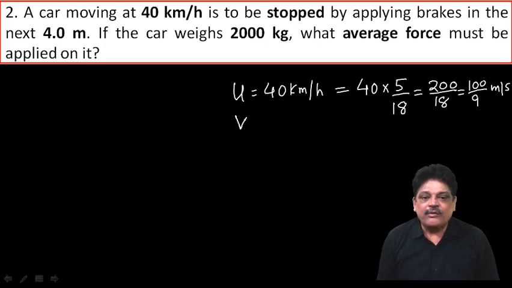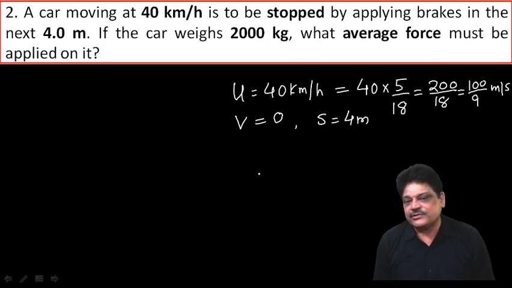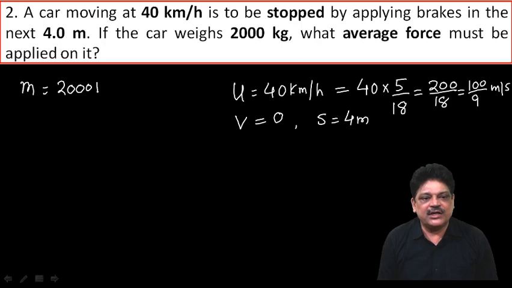The car is stopped, that is, the final velocity is 0. In this process, the car moves 4 meters. Now come to the next line. If the car weighs 2000 kg, that means the mass of the car is 2000 kg.